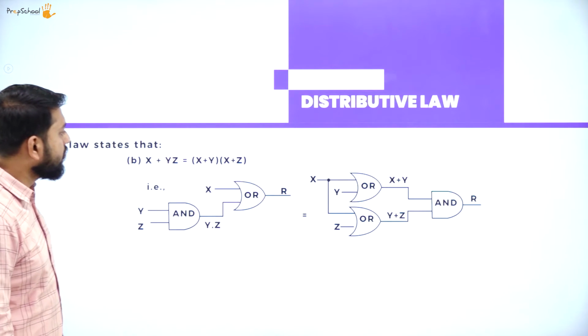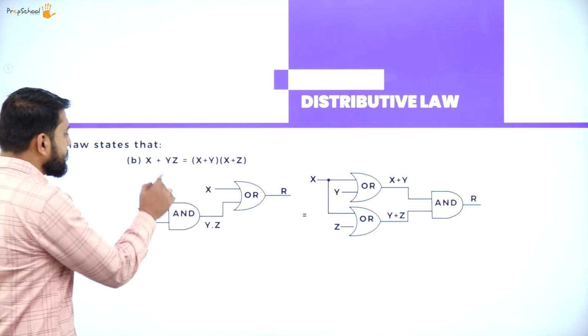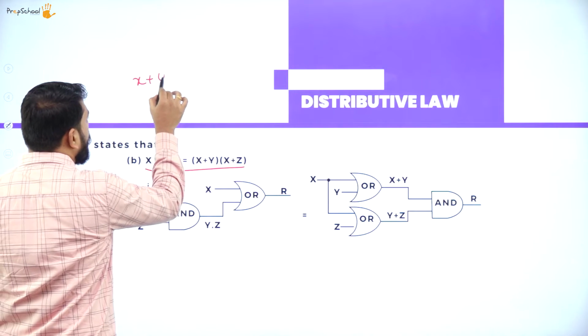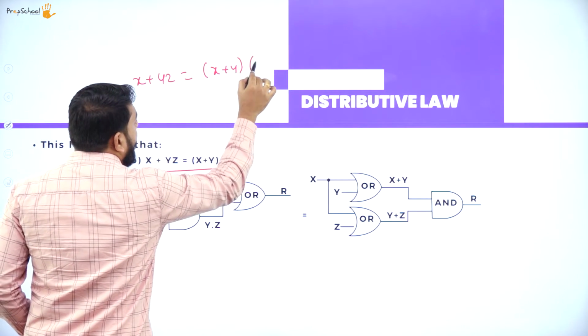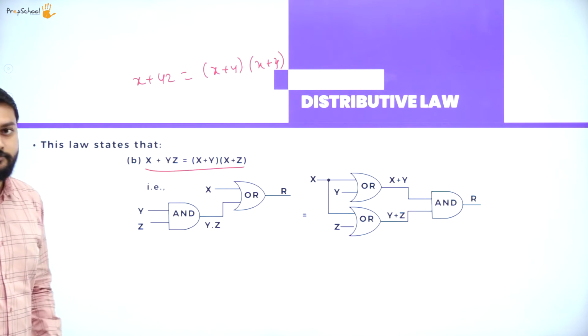Moving on to the next law, the distributive law. Guys, please observe here. What do I have? I have x plus yz is equal to x plus y into x plus z. Please tell me, how do you get this? It's very simple.